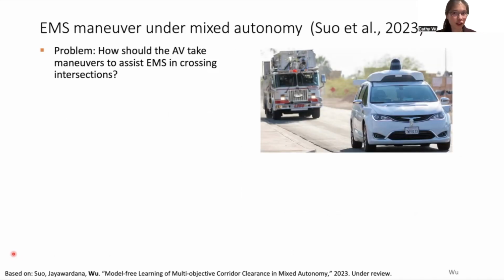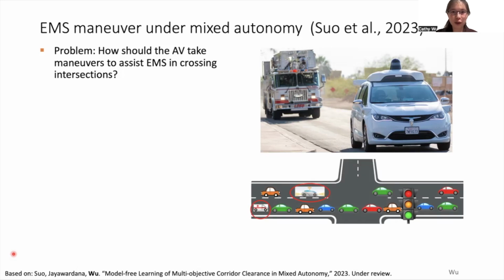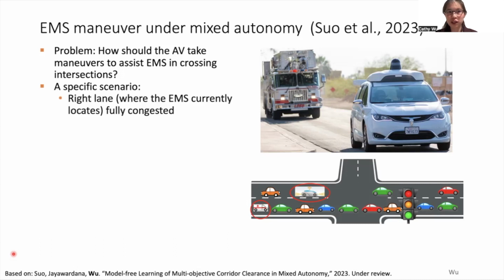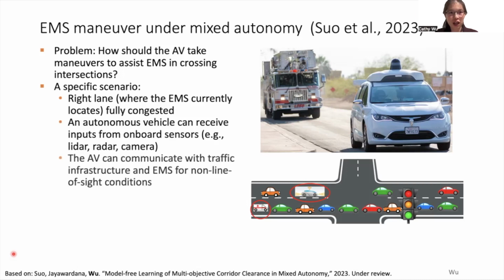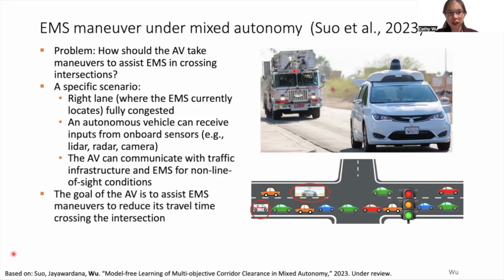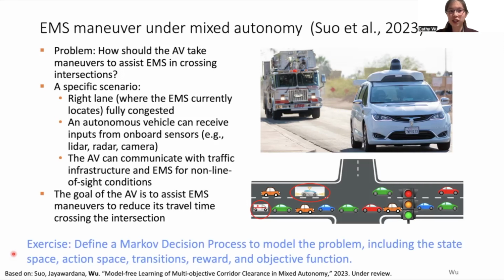So let's consider a specific scenario. We have a right lane where the EMS is currently located and it's fully congested. An automated vehicle can sense nearby. It can also communicate with the EMS vehicle. The goal of the AV is to assist the EMS vehicle to reduce its travel time in crossing this intersection. So the exercise is to define an MDP to model this problem, including the state space, action space, transitions, reward, and objective function.